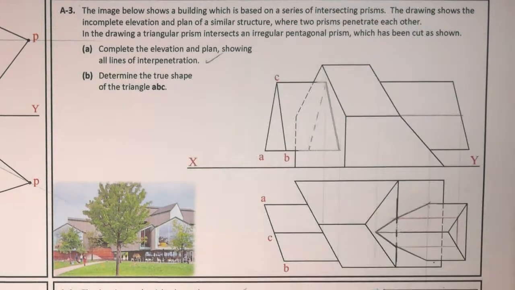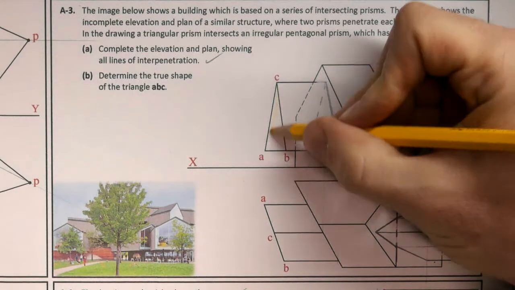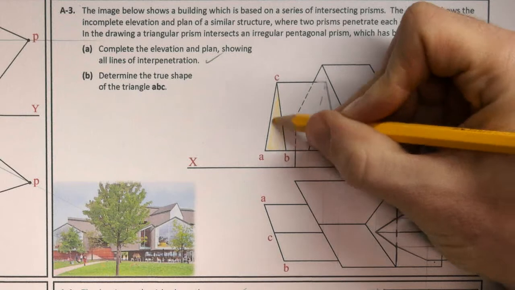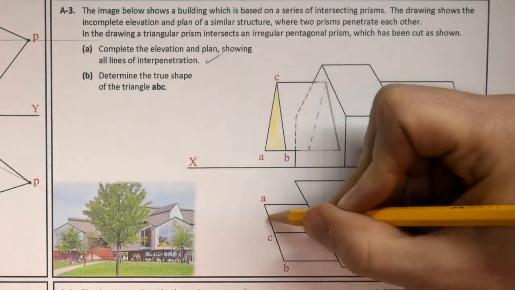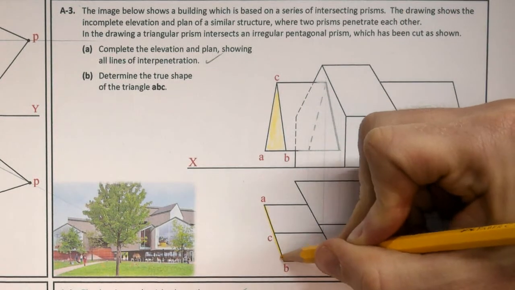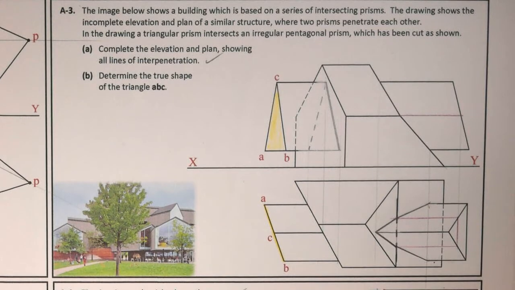So that's question A done. Determine the true shape of triangle ABC. So here is triangle ABC, and this is an edge view of that triangle. Okay, so the edge view is the key thing because we have some true lengths there.